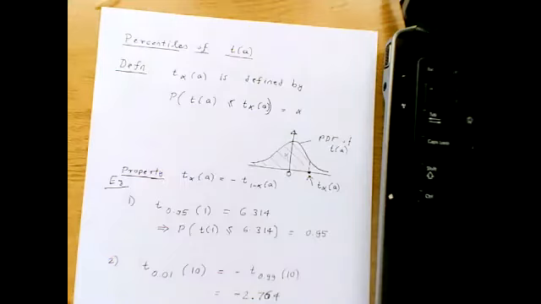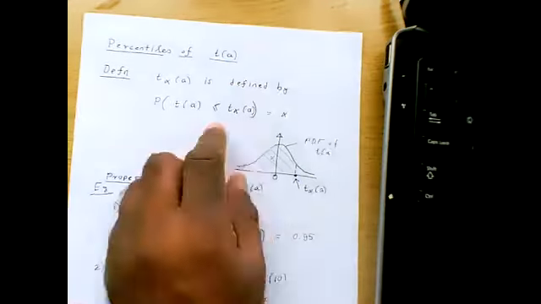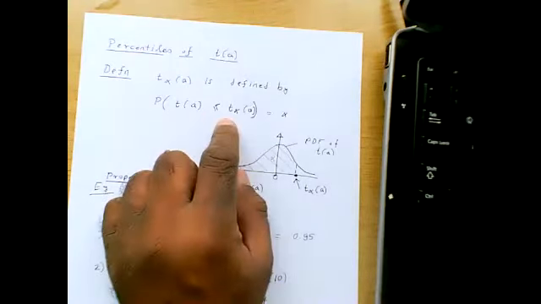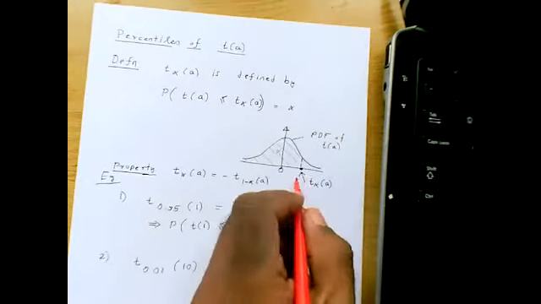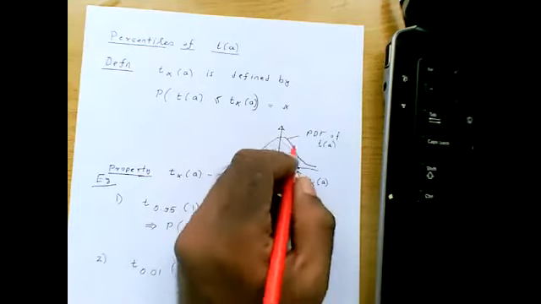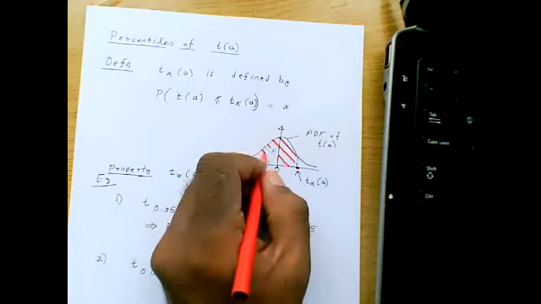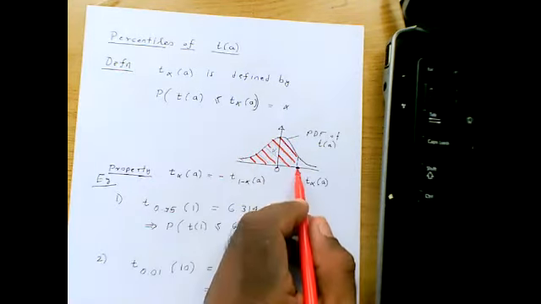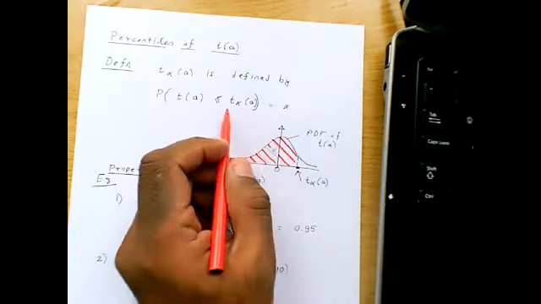Next, the percentile. The percentile of a student's T variable is defined by this statement. So once again, what this means is that you're looking for a point on the x-axis such that the area to the left of this point, that is this area, is equal to alpha, right? So this point must have an area of alpha to the left of it. That's what this statement here says.